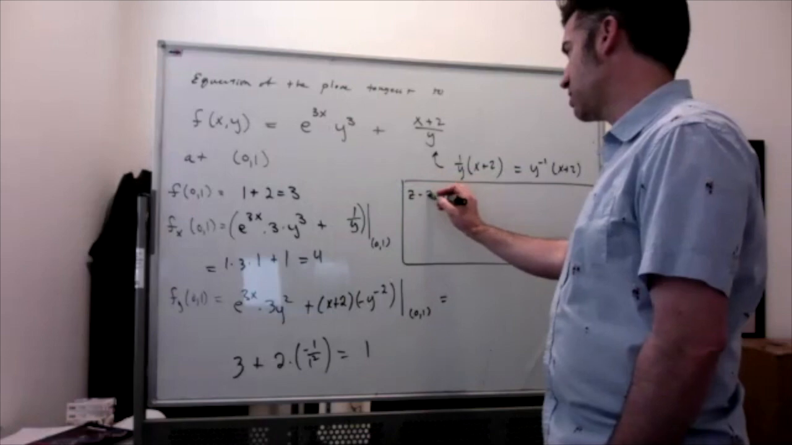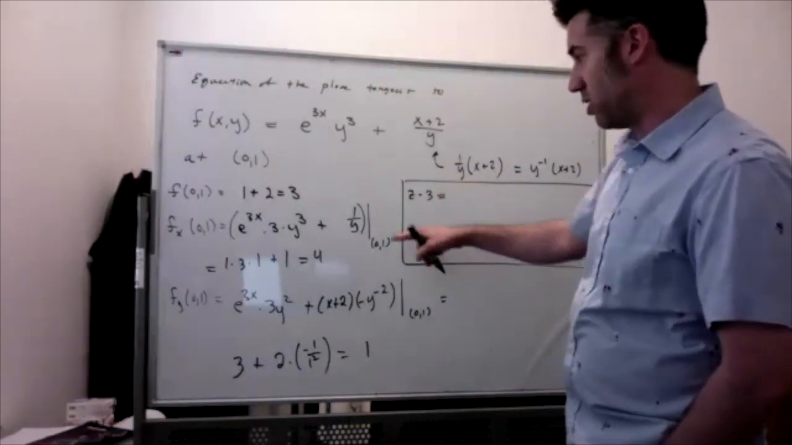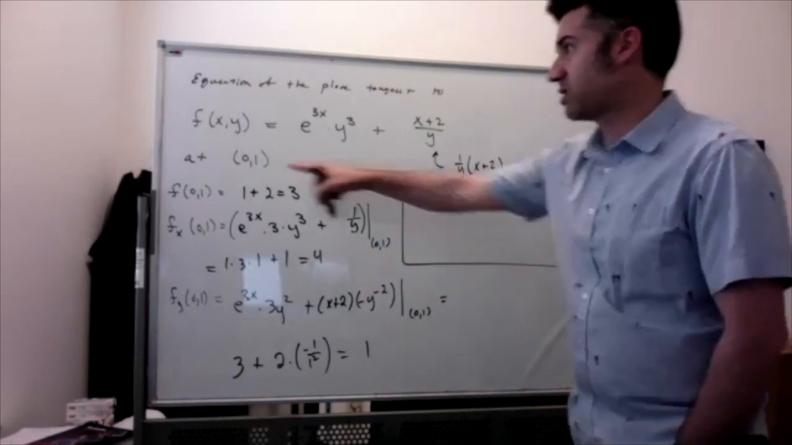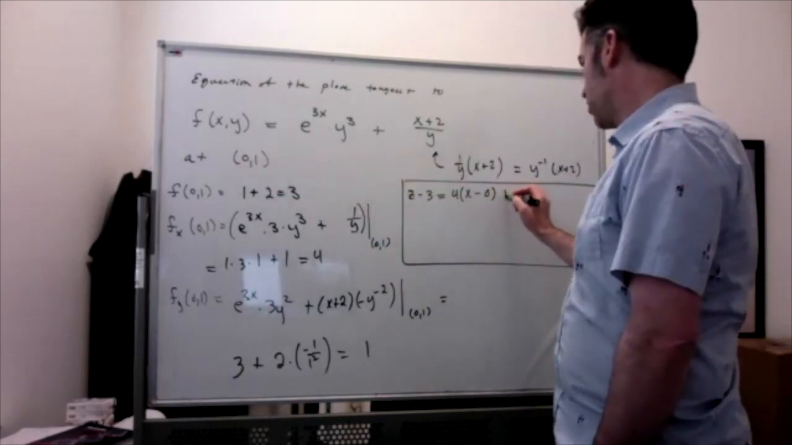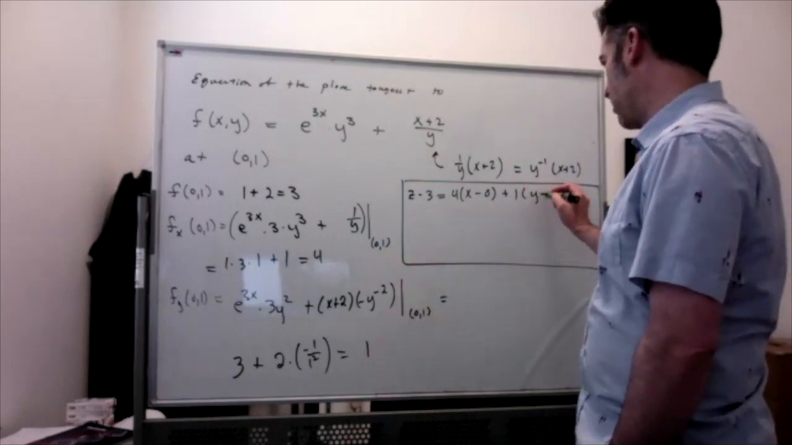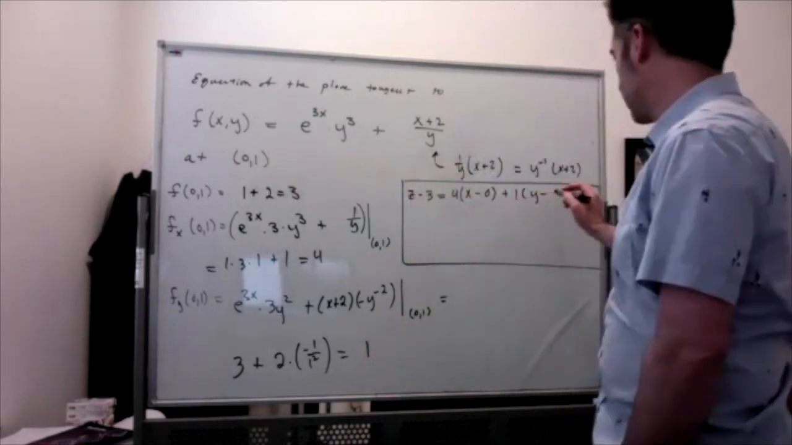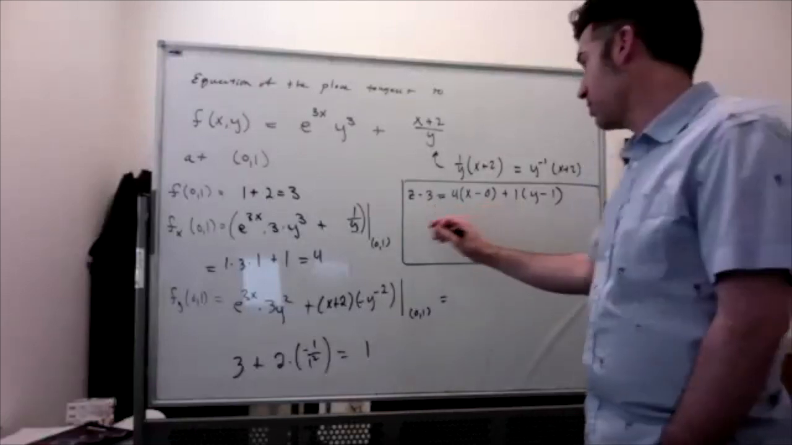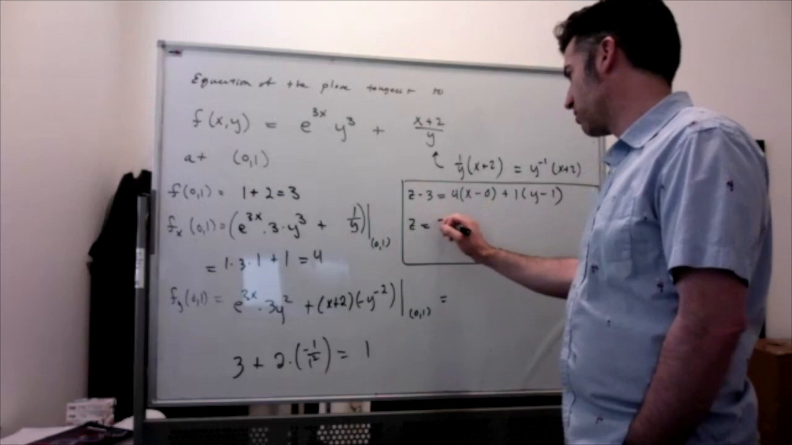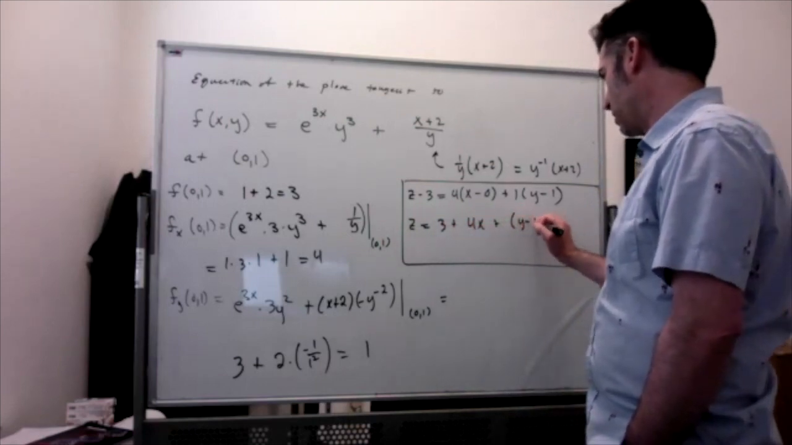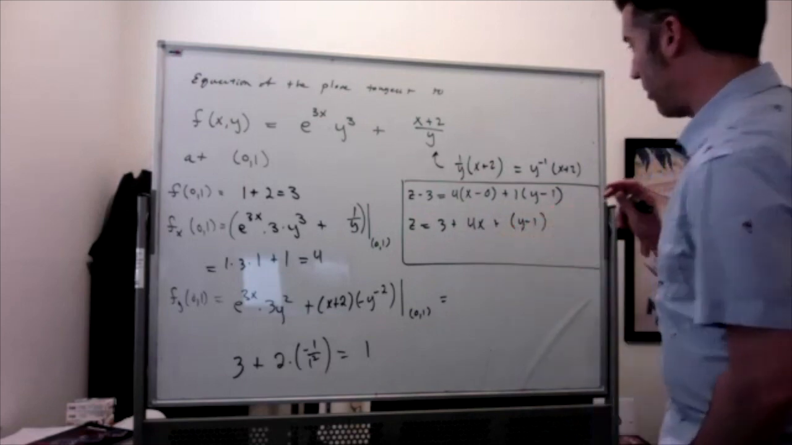So z minus 3 equals the slope in the x direction times x minus the x coordinate, plus the slope in the y direction times y minus the y coordinate. And if you wanted to isolate z, which you don't have to, but you can, we get z equal to 3 plus 4x plus y minus 1.